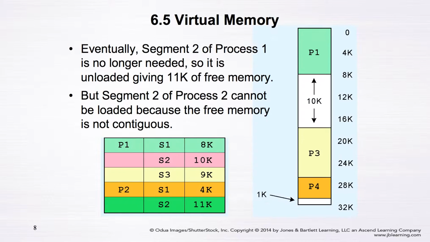Now we assume that segment 2 of process 1 is no longer needed, so it is unloaded, giving a total of 11 kilobytes of free memory: 10 kilobytes here and 1 kilobyte right here. However, we have a problem in this case. Segment 2 of process 2 still cannot be loaded because the free memory is not contiguous. One part is here and another part is there, so it's impossible to load segment 2 of process 2, which requires 11 kilobytes.